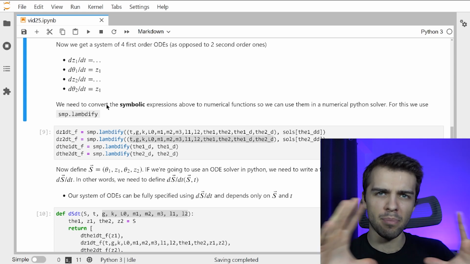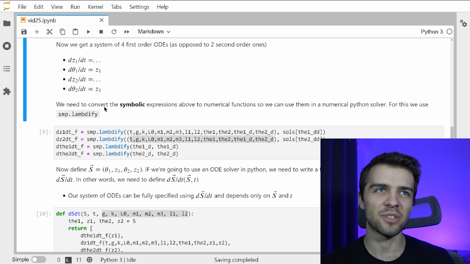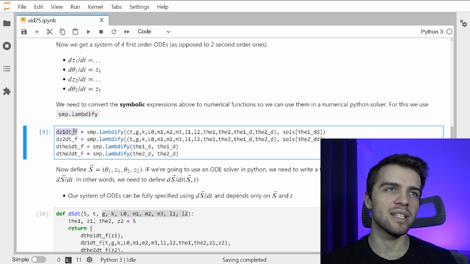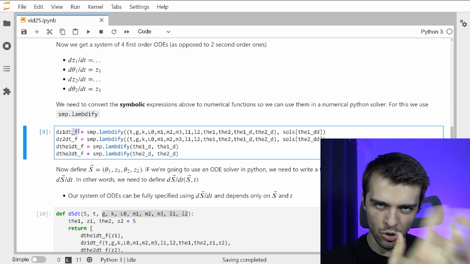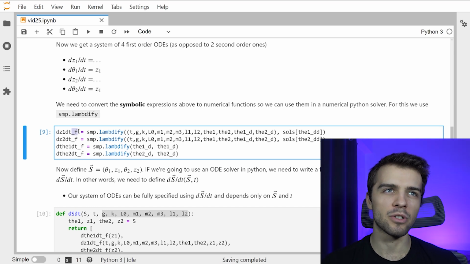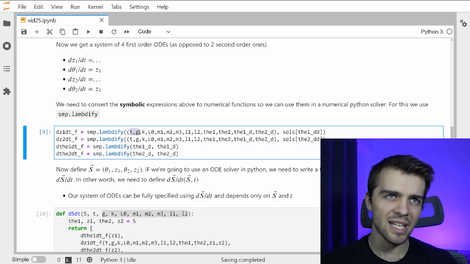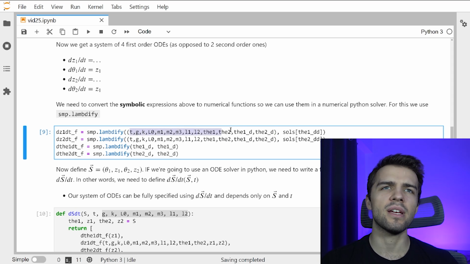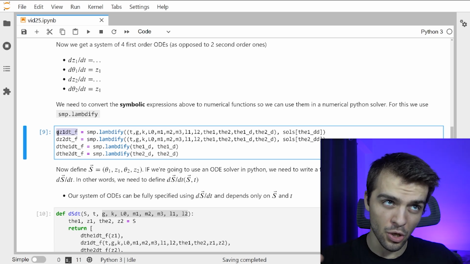And we need to convert these symbolic expressions into numerical Python functions. Then we can integrate them to actually get the solution. So to do that, I go dz1 dt underscore f, where the f means it's a Python function. It means it takes in a bunch of numbers and it returns a number, like a typical computing function. And so it takes in all these variables here. These are all the arguments to the function. Of course, it depends on t, g, k, l0, m1, m2, m3, all these parameters here. And what I'm looking for is theta 1 dot dot. This is theta 1 dot dot depends on all of these. And it returns, this sp.lambdify returns a numpy or a typical Python function that takes in numbers, returns numbers.